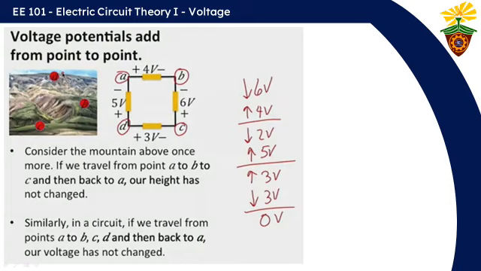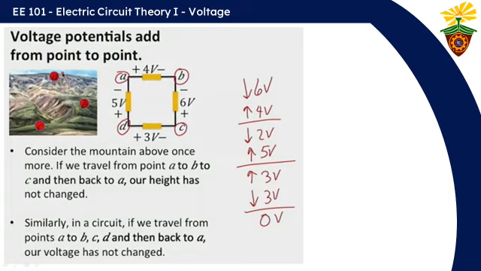So let's look at the circuit and consider. If we go from C to B, we go from plus to minus, which means we have dropped. We've gone down 6 volts. Now, from B to A, we're going from minus to plus instead of plus to minus, so we've actually increased. We've gone up 4 volts. So we went down 6, but we only went back up 4. So at this point we've got a total of down 2 volts.